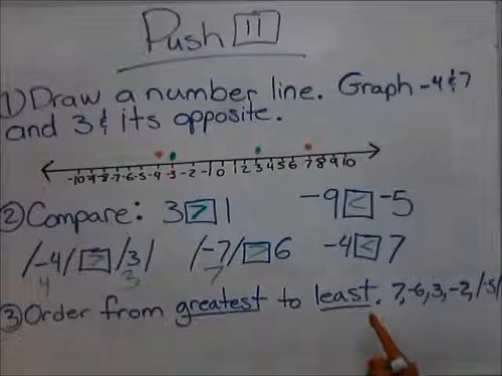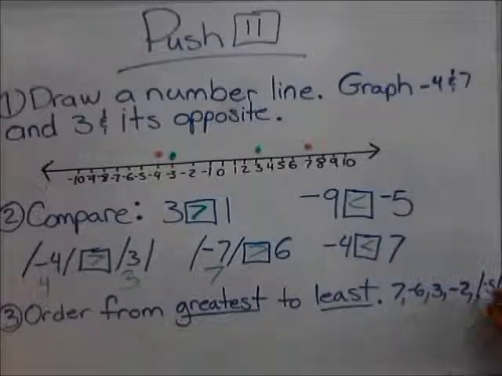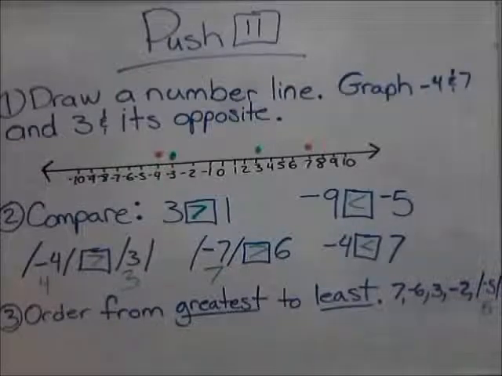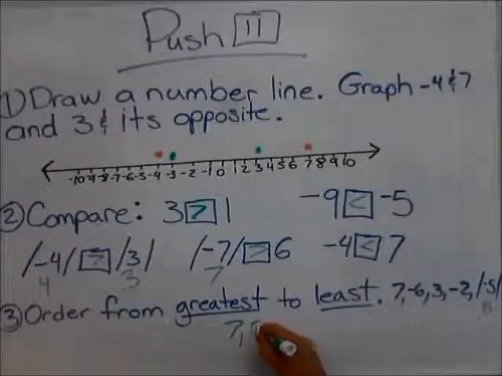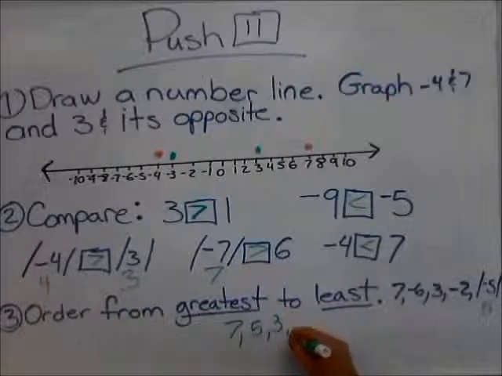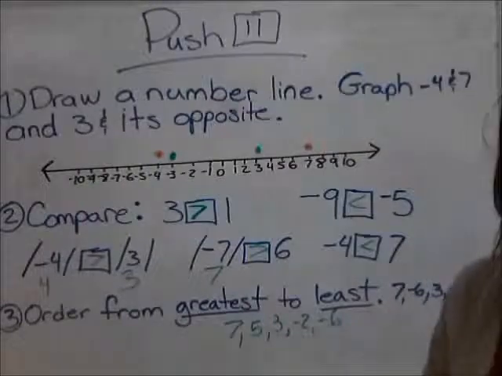Order from greatest to least. 7, -6, 3, -2, and the absolute value of -5. The absolute value of -5 is 5, so I'm going to write that down. And from greatest to least, 7, 5, 3, -2, and -6 is the correct order.